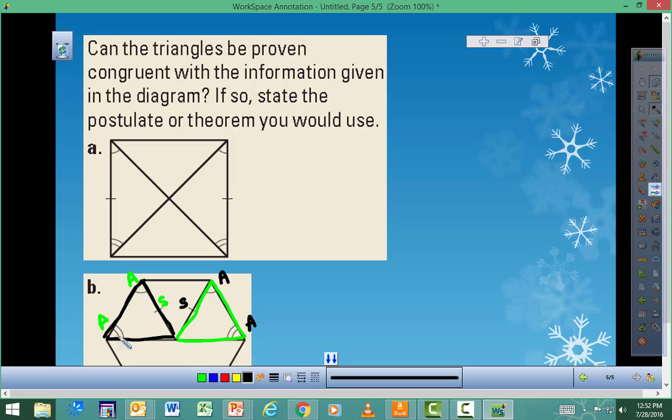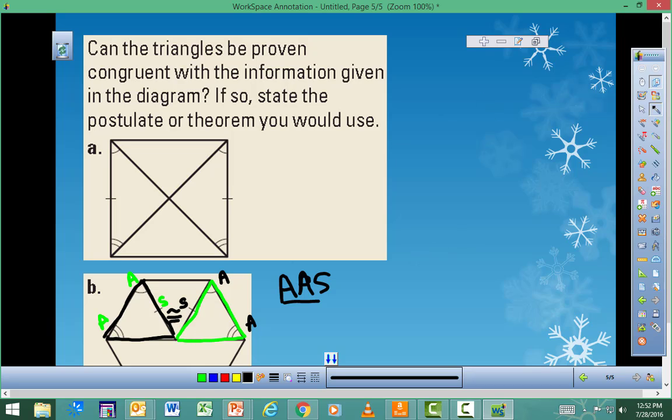The question is, this one matches up with this one, and notice I'm rotating around the triangle this way on the green one, and rotating this way around on the black triangle. But it looks to me we do have angle, angle, side. We can use that postulate for this problem to prove that the triangles are congruent. So yes, they're congruent by angle, angle, side.